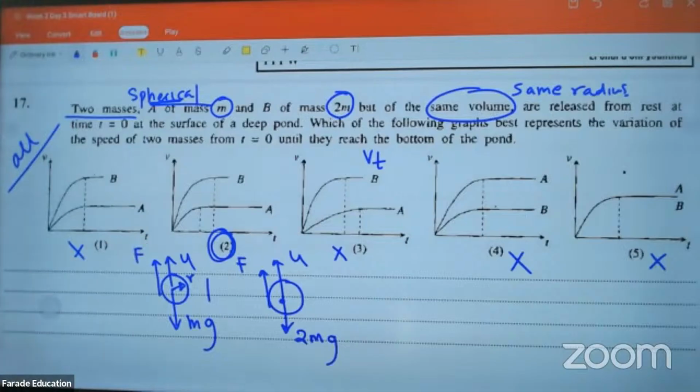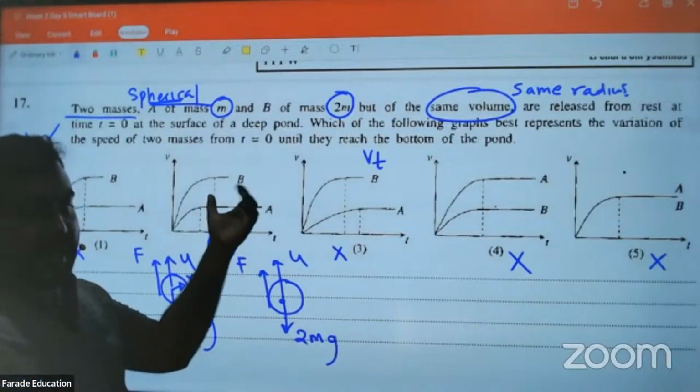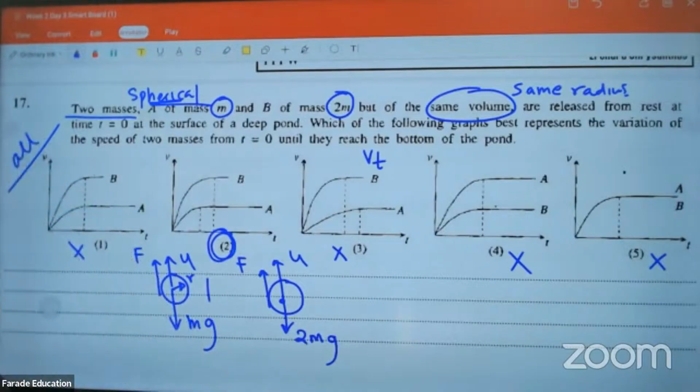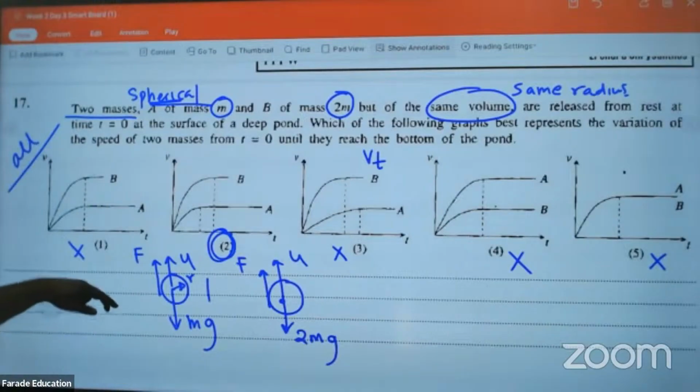Than the lighter mass. And the heavier mass will take a longer time. Okay. Right.